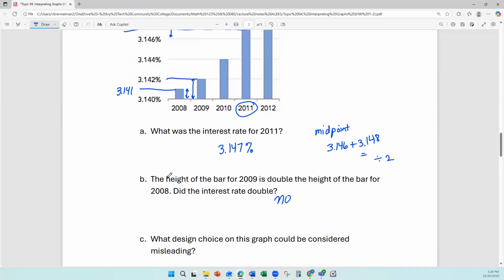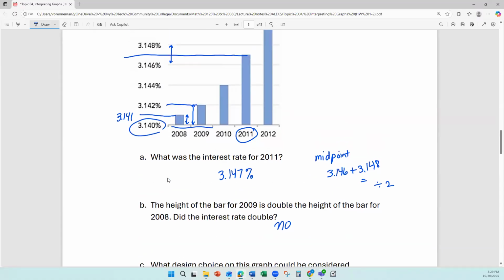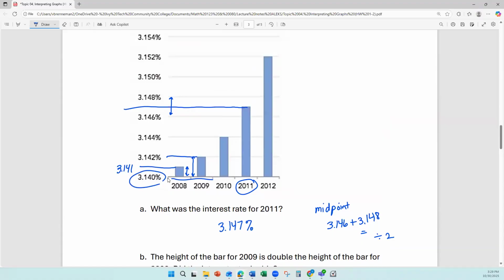So what is it about this graph that makes it look double when it's really not double? We're looking at the top of the bar to say the interest rate for that year. But let's look here. The bottom of all of these bars is at 3.140. So it's not starting at 0. If we wanted to start at 0, we would have to go probably dozens of pages down, because even going from 3.14 to 3.15 is this far.